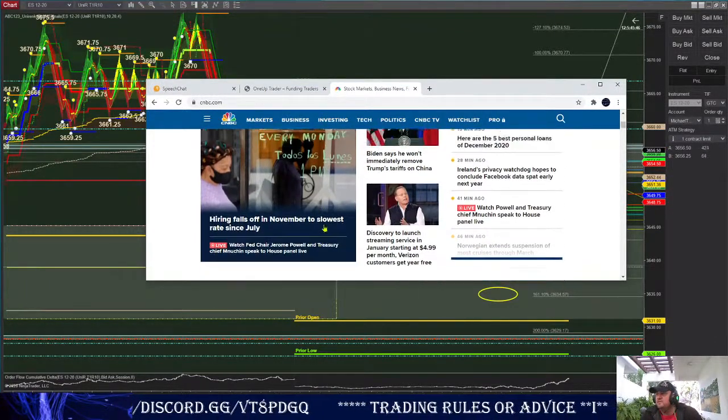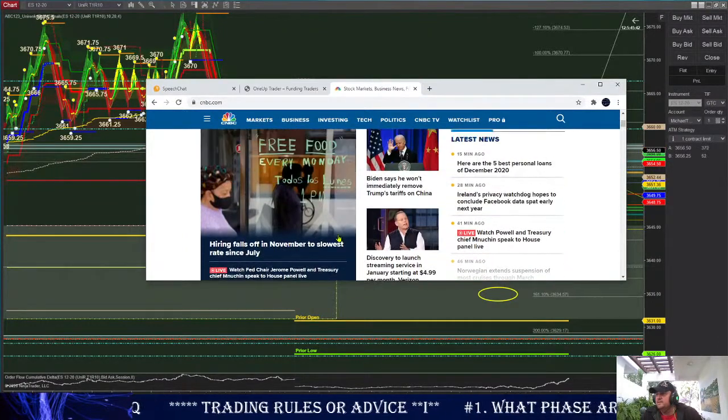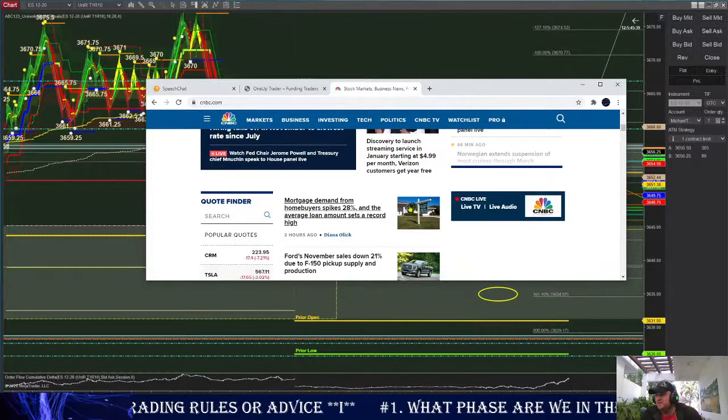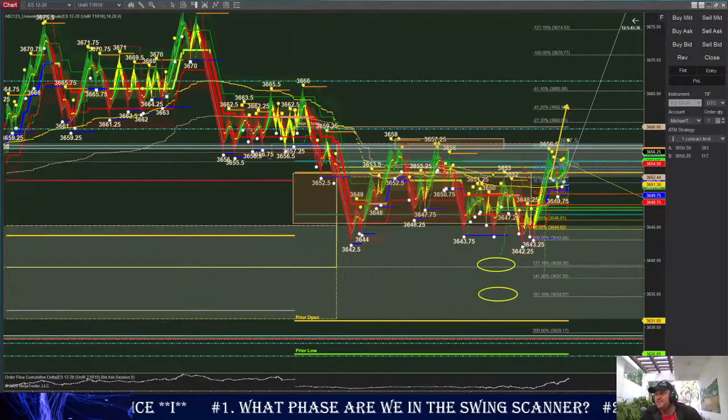Hiring falls off. Some bad news. Won't remove Trump's tariff. What? You won't immediately remove his tariffs. You mean Trump did something right? We'll find out. Okay.